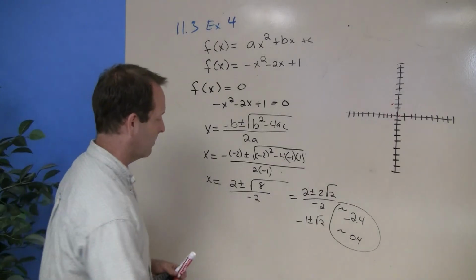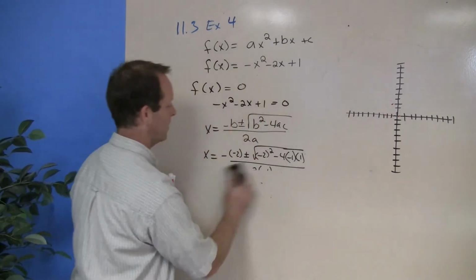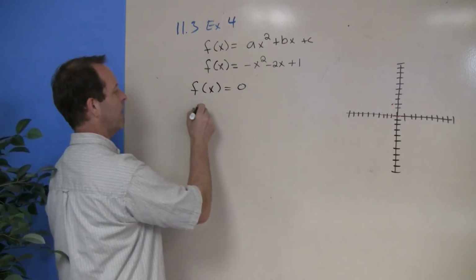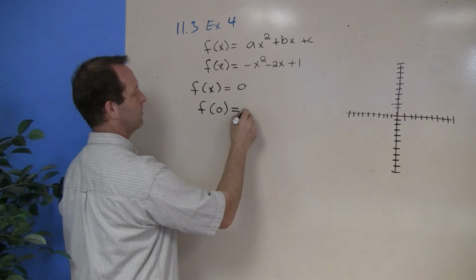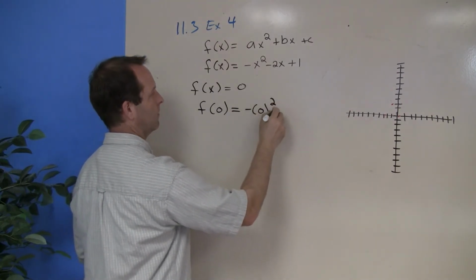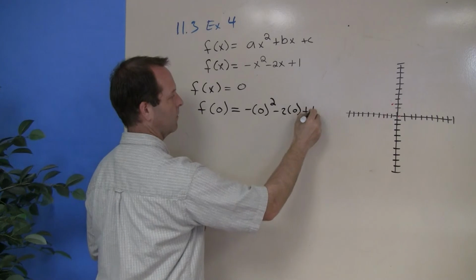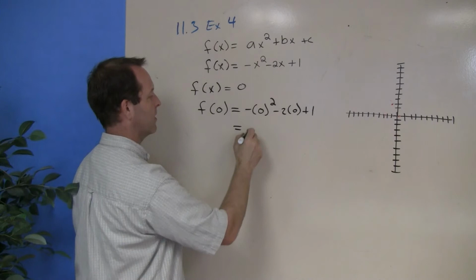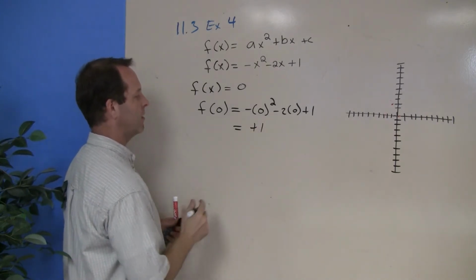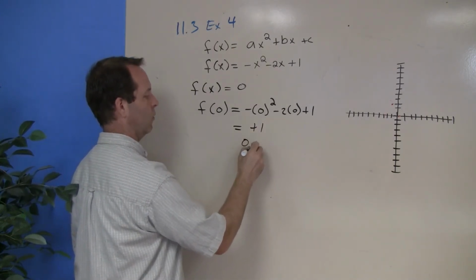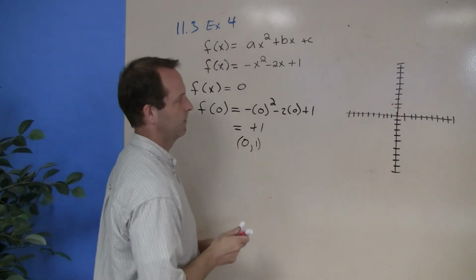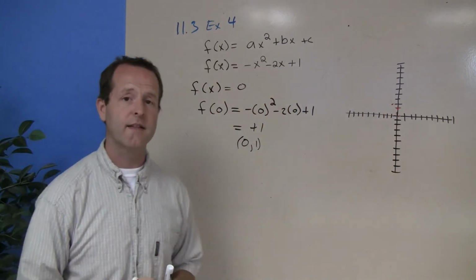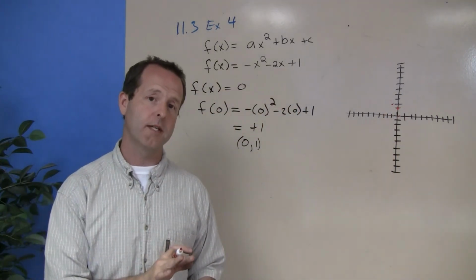One more point that I can determine, and that is, what is my y-intercept? Or what happens when I evaluate the function at 0? I like zeros because they make everything wash out. 0 minus 0 plus 1. So it looks like then that my y-intercept is at the point 0, 1. So there's 4 points that I know for sure are on this particular quadratic.